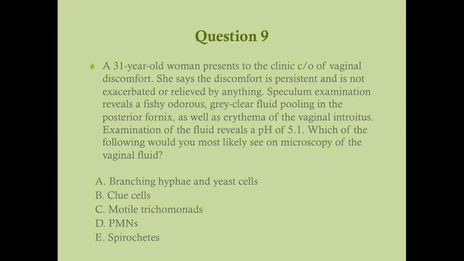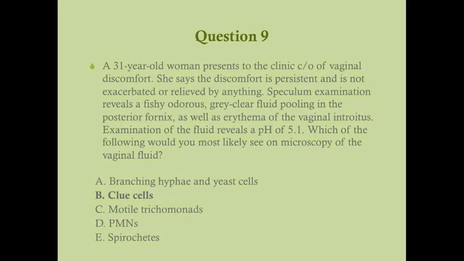So this sounds like a step 1 question, but you need to know this because in some outskirt locations, if you're a general practitioner, you're going to have to actually do this test. You're going to have to actually look under the microscope. So what are you going to see in this patient? A, branching hyphae and yeast cells, B, clue cells, C, motile trichomonads, D, PMNs, or E, spirochetes? What are you most likely to see, I should say? Right, so the answer is clue cells.